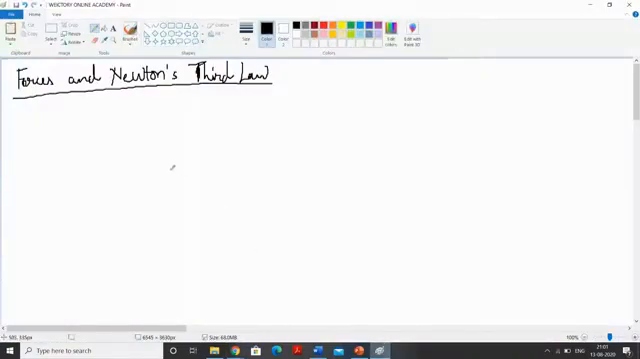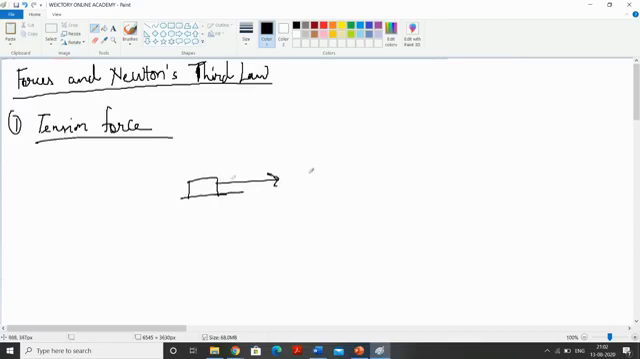Okay, forces and Newton's third law. Let's discuss different kinds of forces. The first important force is the tension force. Tension is a force which acts in a string. If this is a body and we are stretching a rope or a string by pulling it with some force, the force which acts in the string will be called the tension force.